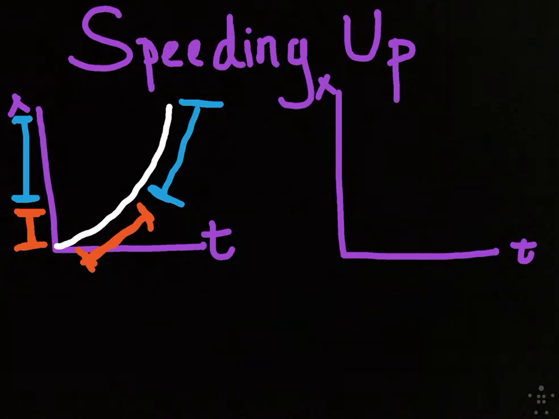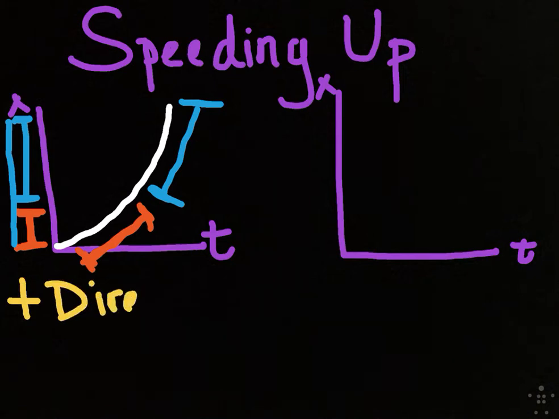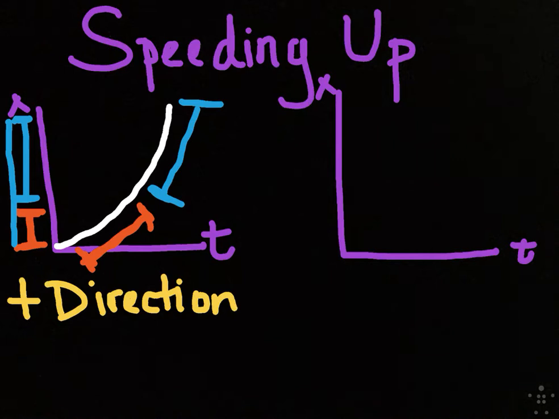In this case, our position is increasing, going away from 0, so that means that the direction of this graph is going to be positive. So we have positive direction speeding up. So now we need to think about what the negative direction speeding up would be.